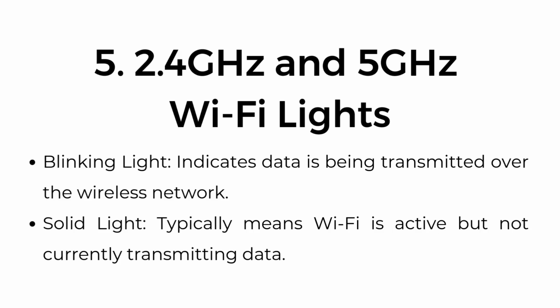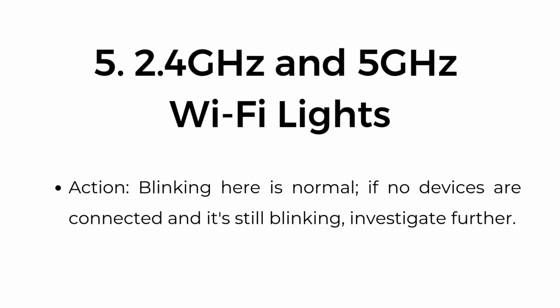5. 2.4 GHz and 5 GHz Wi-Fi lights. Blinking light indicates data is being transmitted over the wireless network. Solid light typically means Wi-Fi is active but not currently transmitting data. Action: blinking here is normal. If no devices are connected and it's still blinking, investigate further.